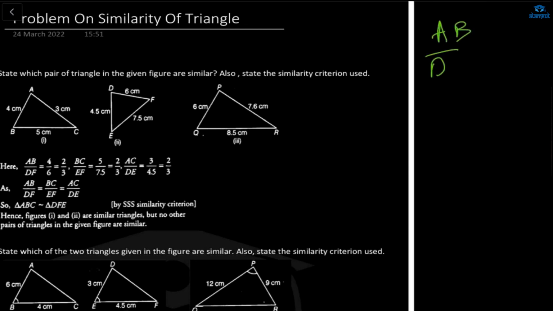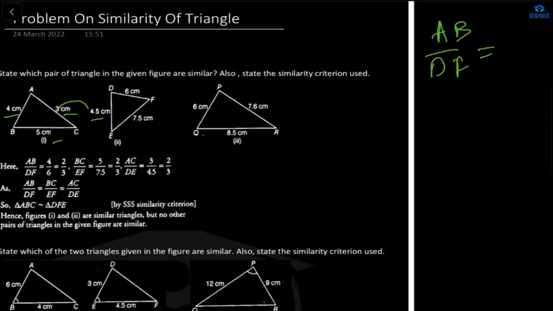Wait, 4, 3, 5. Okay, so AB by DE, it will be there. Okay, no, not DE, DF. If you see the sides, here it is 4, 3, and 5. Here the smallest one is the 4.3. So we are going to take AC by DE, BC by EF, and AB by DF.